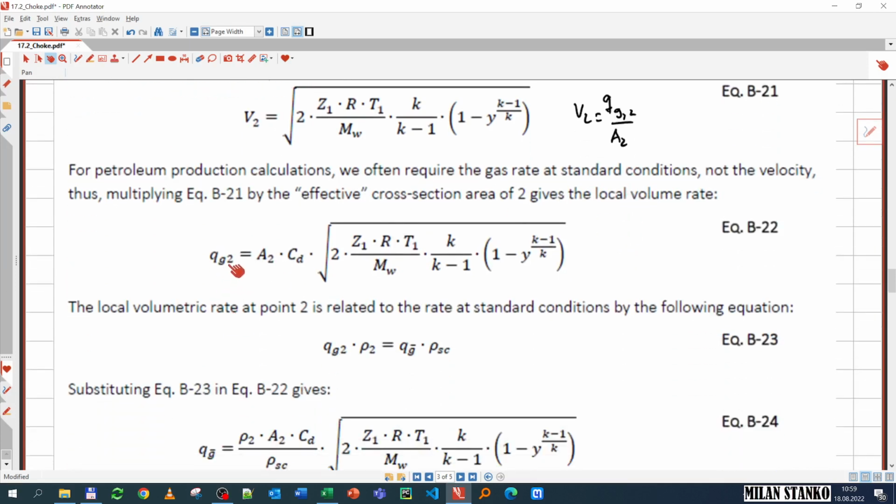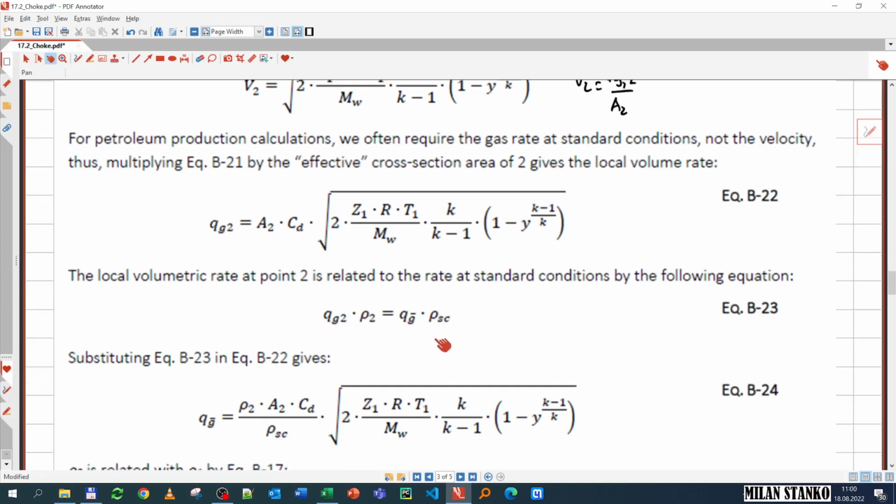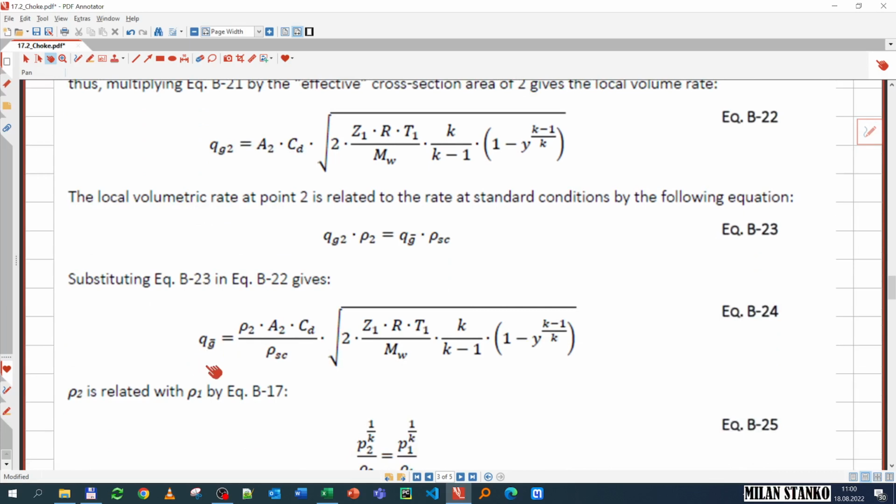And then I can relate that. I could have done it with the gas volume factor, but I decided to use this relationship that is mass conservation. You have only one phase, so you have just dry gas. So you can say that the local rate of gas at the throat times the density of the gas at the throat is equal to the standard condition rate of gas times the density of gas at standard conditions. So if I substitute that, then I end up with this equation, which is already very close to what I need.